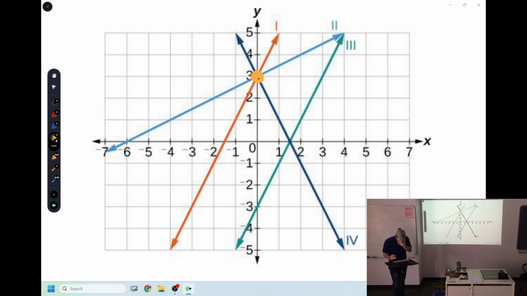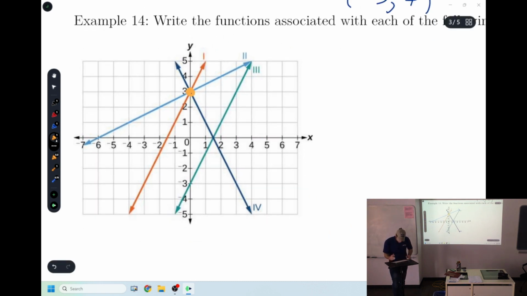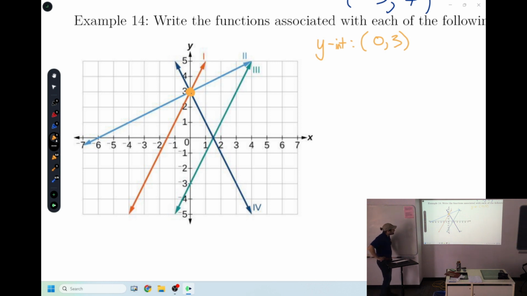Okay, so for orange, we've got a y-intercept. Good call. Might as well label it. Y-intercept of what? Zero, 3.